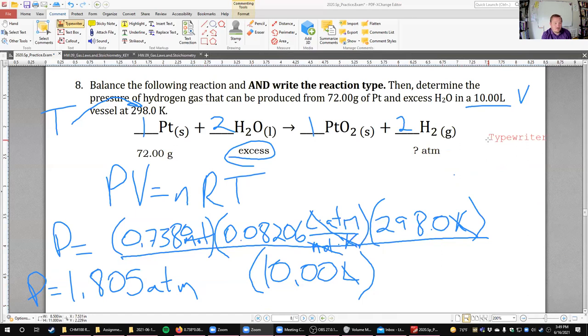Probably won't do that, although I'm trying to remember. I don't remember how I set up the questions last year when I wrote most of these. That would be unlike me, but occasionally I get a wild hair and decide to make a question just a little bit harder. But that would be the way that it could be made harder, is if there were two gas products and you would just have to add the moles together.